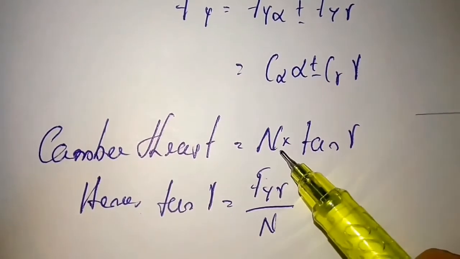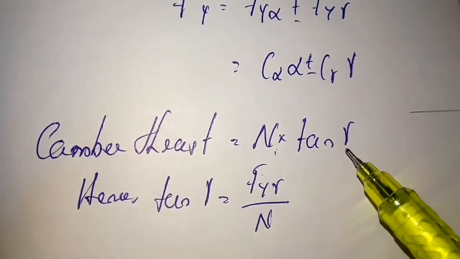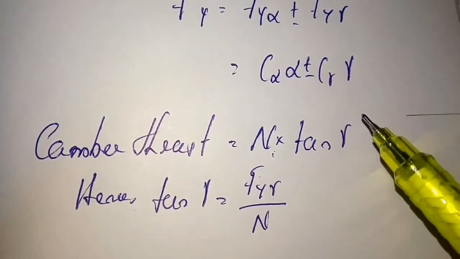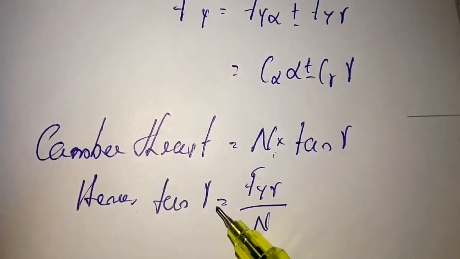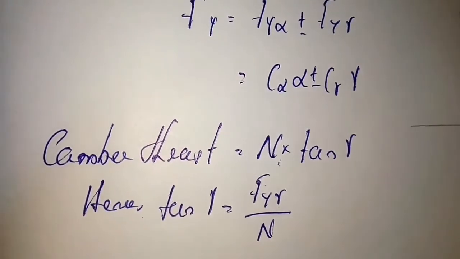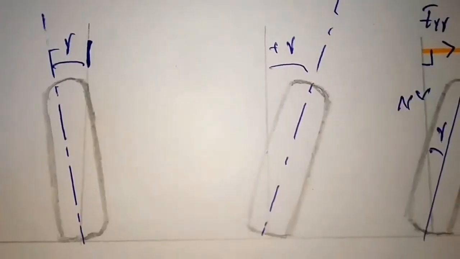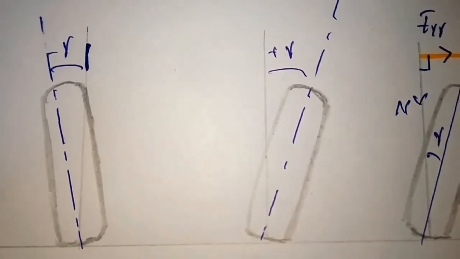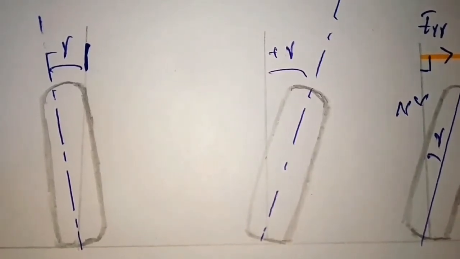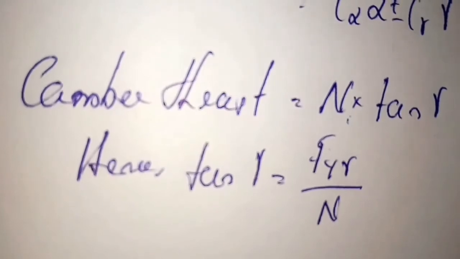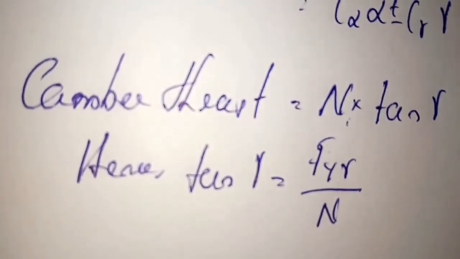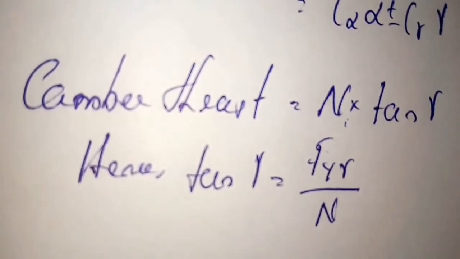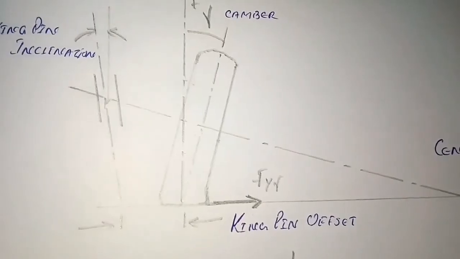So we can write camber thrust is the product of normal reaction and the tangent of the camber angle, because tangent of camber angle is the division of the opposite force, which is the camber thrust, and the adjacent force, which is the normal reaction. Tan γ is equal to F_yγ divided by normal reaction N.